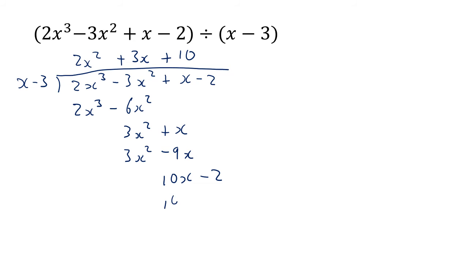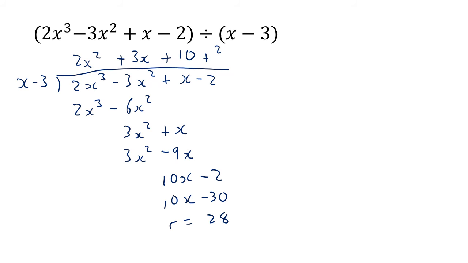So you end up with 10x, and then you've got minus 10 times minus 3 is minus 30. So do the subtraction and you get left with 28. And now this is your remainder. Your last one is your remainder. So your remainder equals 28. So we can't divide that because this doesn't have an x, whereas this does have an x. So that's your limit.